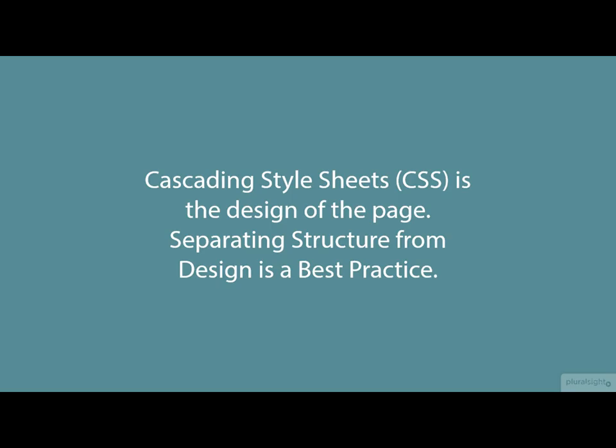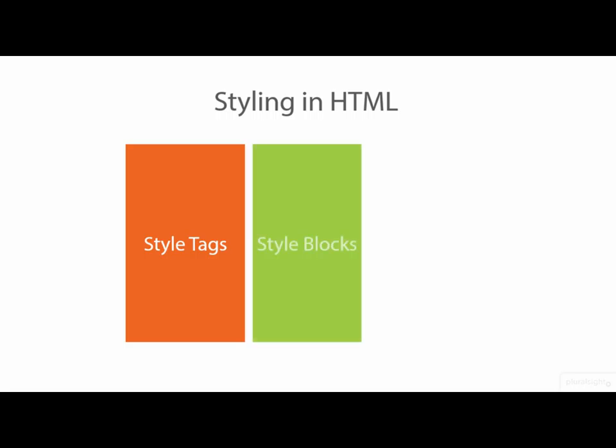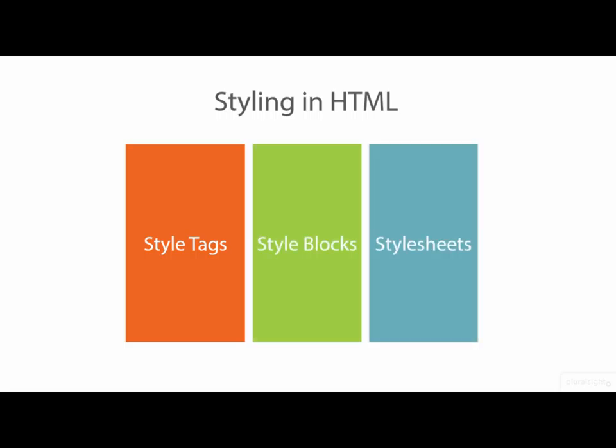And keeping these separate is the best way to handle them. In HTML, you can handle styling really at 3 levels: style tags, style blocks, and style sheets. And let's see how these 3 are separated.